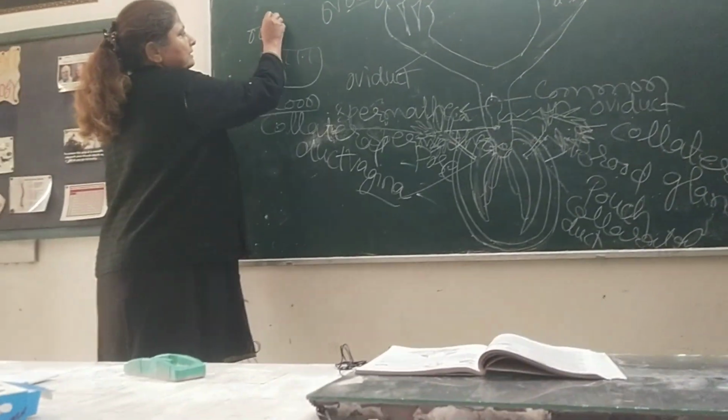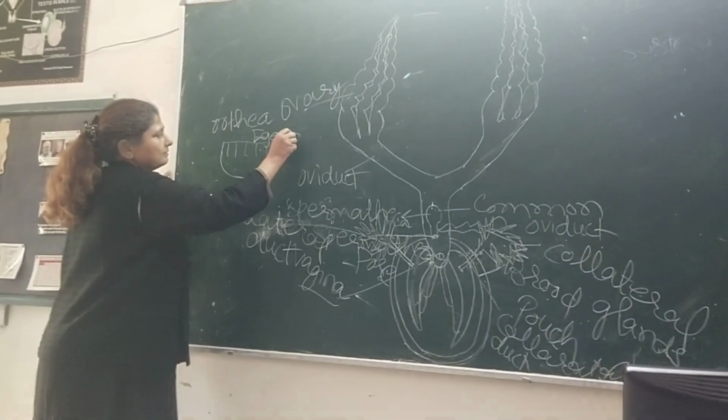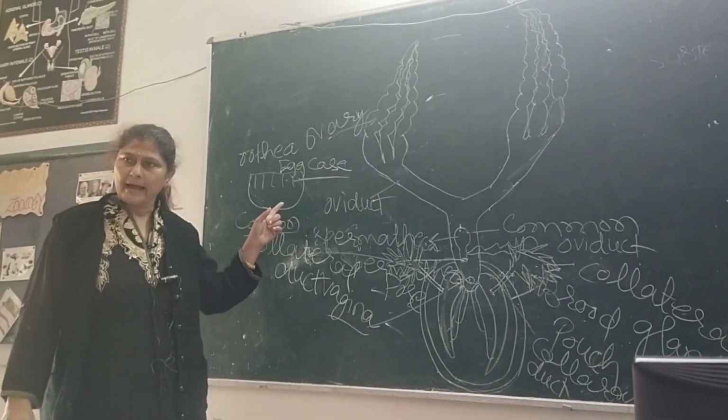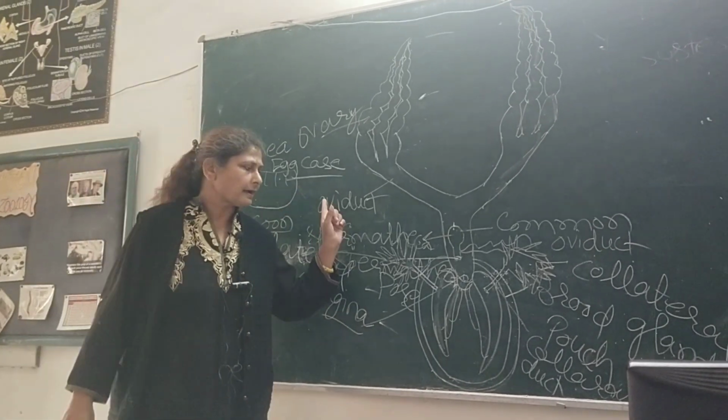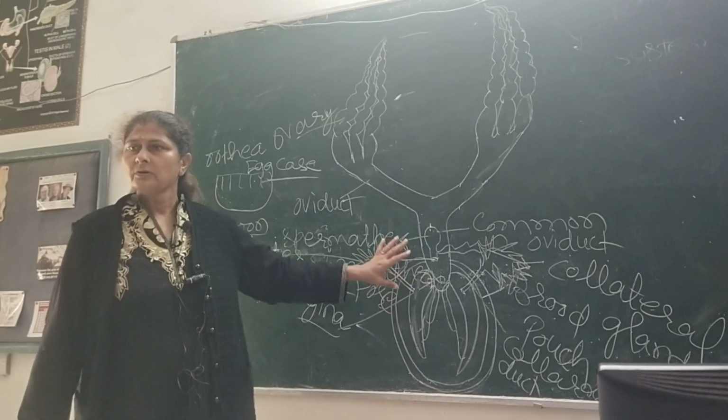Ootheca is one name, another name is egg case, because it covers the eggs. So it is called the egg case. I think the structure is clear to everyone.